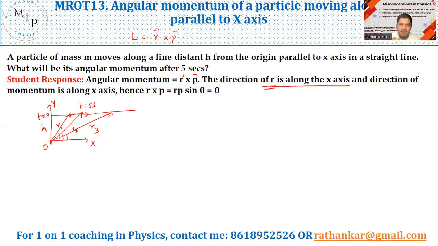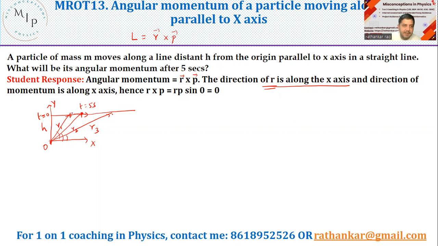Okay, very, very small, minute things you should know about it. So both of them change, right? Now, the student made a mistake saying the direction of R is along the x-axis. He had assumed position vector means it should be along the x-axis. Many students make this mistake. Okay, so that's one thing. And direction of momentum is along the x-axis.